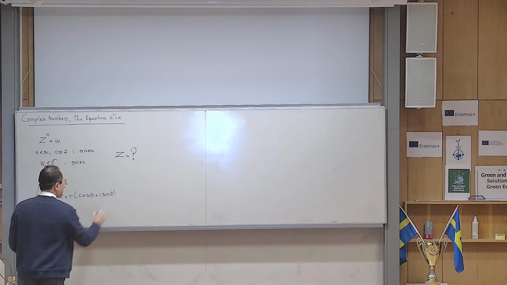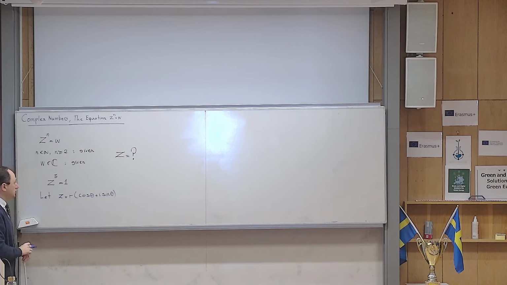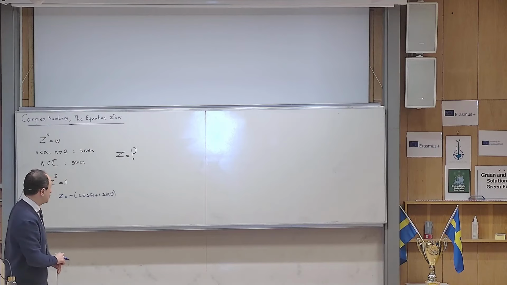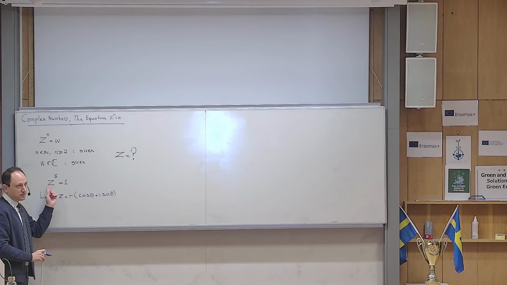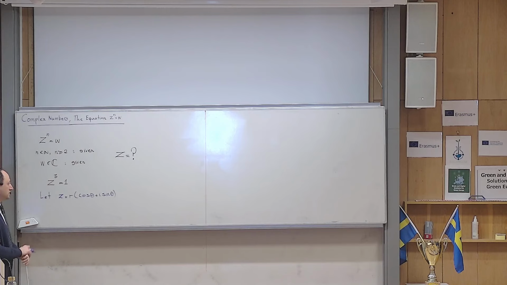This is a valid assumption because all complex numbers have a unique polar form if we stick to the conventions, except of course the zero. The origin, the complex number 0, does not have any polar form, but that is not a big problem because it is clear that 0 is not an answer. 0 to the power 3 is 0, 0 cannot be equal to 1. So when I say let z be this, we are on the safe side.